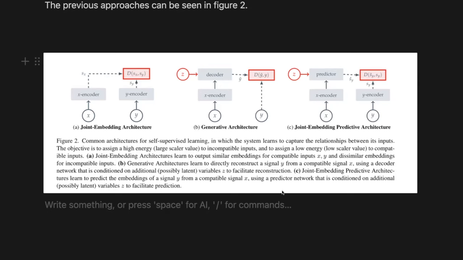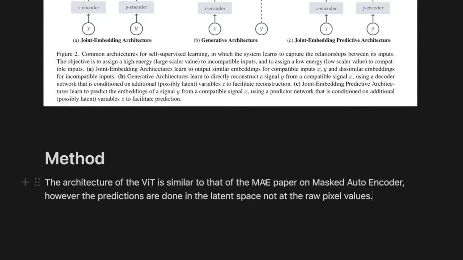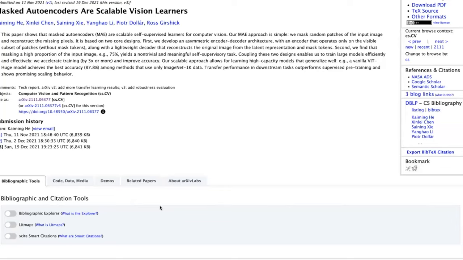Cool. So the method itself, they say the architecture of the vision transformers is very similar to the architecture in this MAE paper, which I've actually seen referenced a decent amount of times as we've gone through this. And that MAE paper stands for Masked Autoencoder. So I have the link here if anybody's interested.